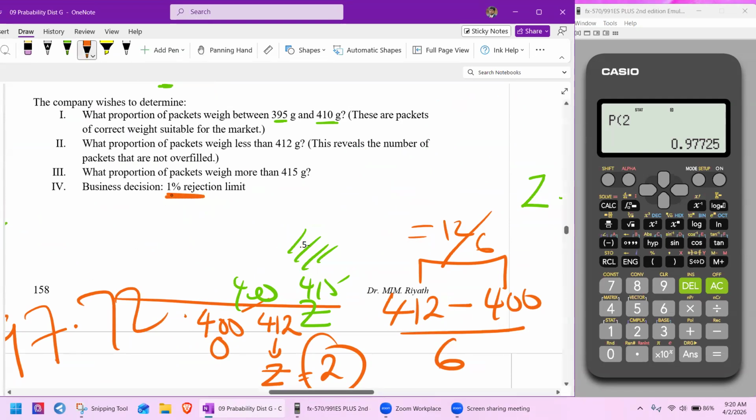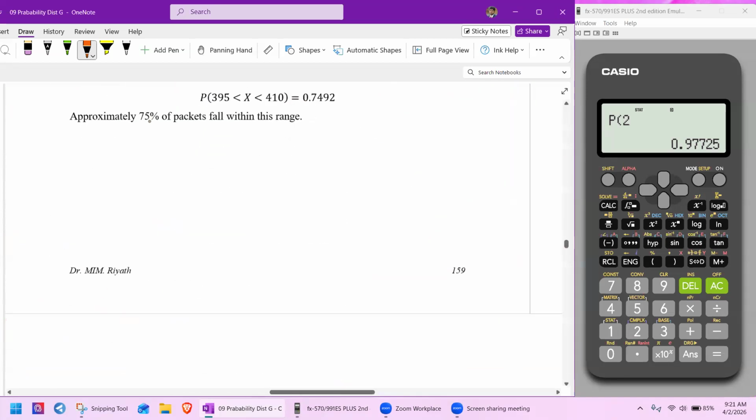They won't reject 1% of the product. Any product that falls below 1%, 99% of the product weight will probably be qualified for delivery, but 1% of the product will be rejected. Then we have to decide what is the weight of that packet. It's very simple and straightforward.